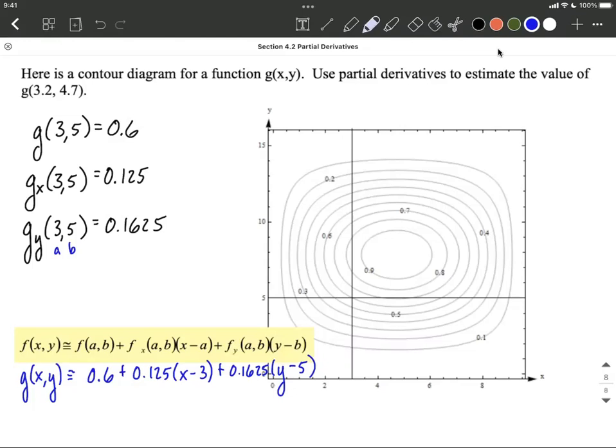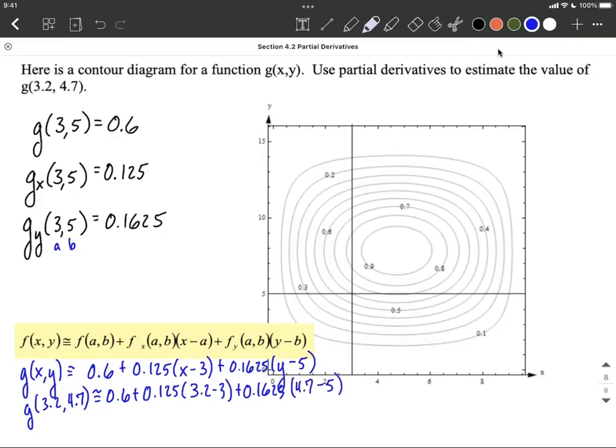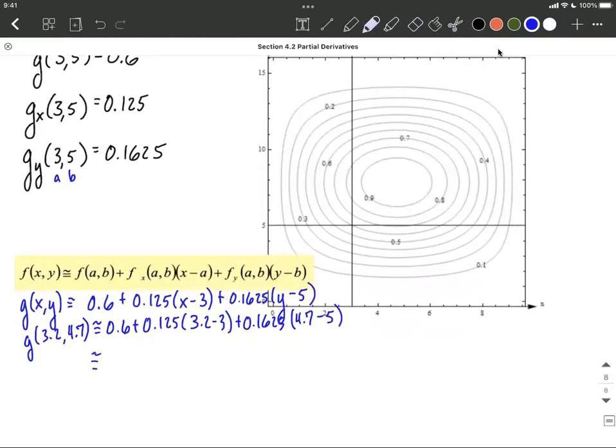Now we just need to fill into that formula, evaluate this at 3.2, comma 4.7. So we're going to go ahead and substitute in 3.2 for our x. So 3.2 minus 3 plus 0.1625, and then 4.7 gets filled in for our y. And then we're going to do a little bit of simplifying down here. 0.6 plus 0.125, this will be 0.2, plus 0.1625, this will be negative 0.3.